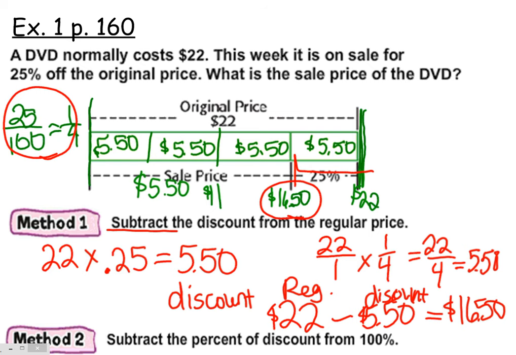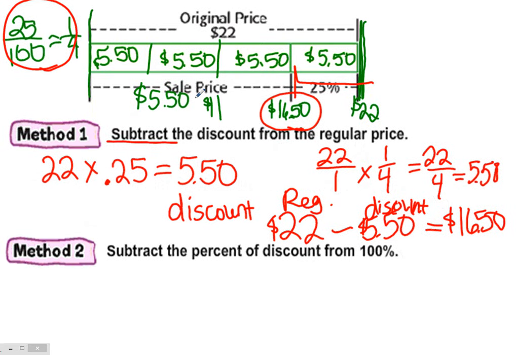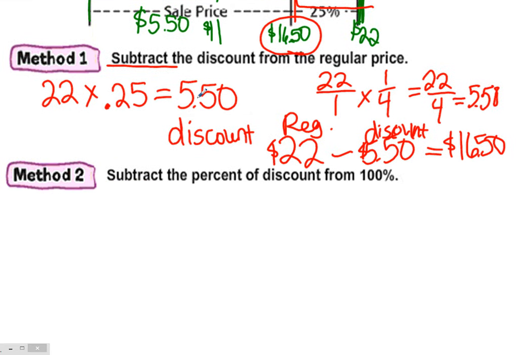Okay, let's go ahead and try method 2. Method 2 is slightly different. This is where we subtract the percent of discount from 100%. So in this method, we're going to be looking at the percents first. So 100% represents the entire price.